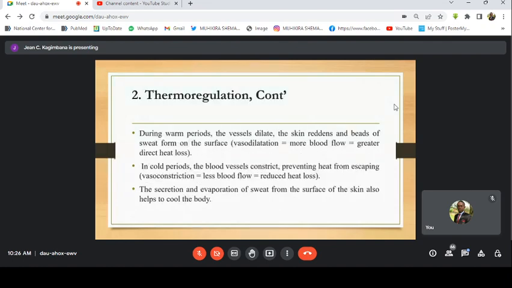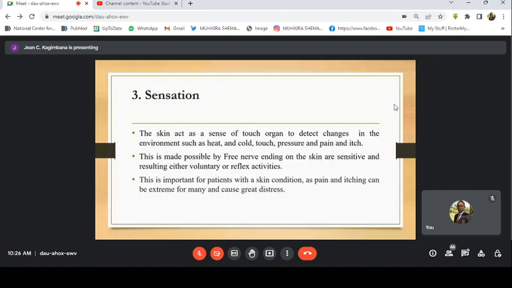Protection, thermoregulation. The third is sensation. The skin acts as a touch organ to detect changes in the environment, such as heat, cold, touch, pressure, pain, and itch. This is made possible by the free nerve endings we have seen on the skin, which are sensitive and result in either voluntary or reflex activities. Why do some skin conditions make people itch? It's done through these sensitive nerves.